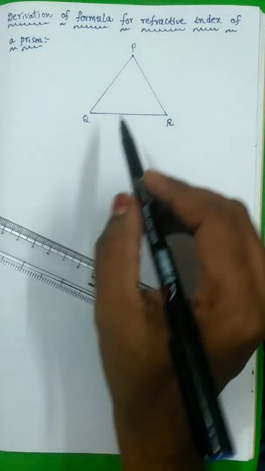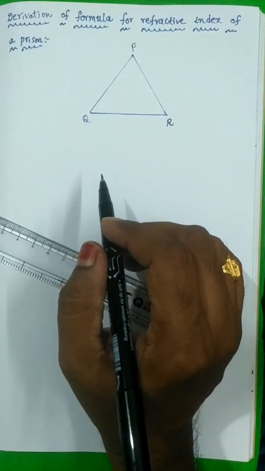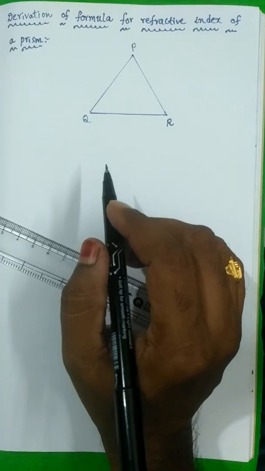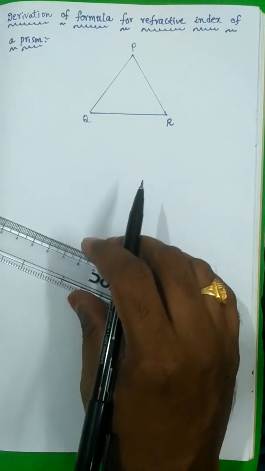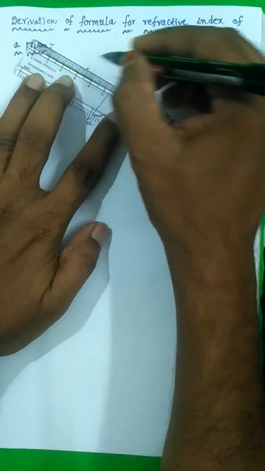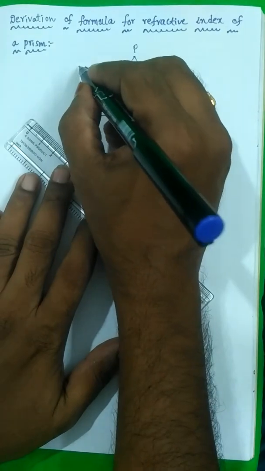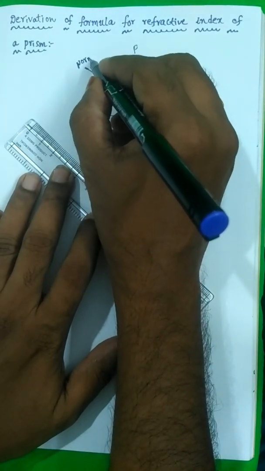Before going into that, we should know some basics: angle of incidence, angle of refraction, and normal. For example, if we draw any line perpendicular to the surface, this is called the normal. This is a perpendicular line, and we call this a normal.